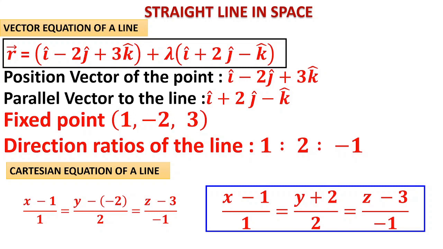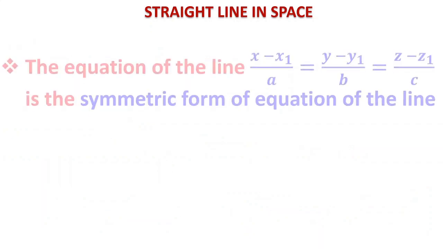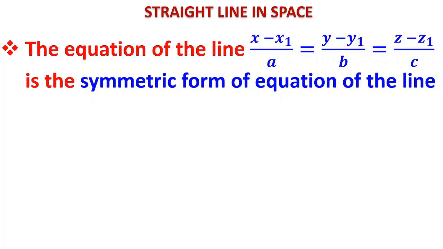Suppose you are given a Cartesian equation, then from the numerator you can get the point, from the denominator you can get the direction ratios, and you can write the vector equation as vector r is equal to point vector plus lambda into the direction ratio vector. But you have to be very careful. The equation of the line which we are talking about now in Cartesian form is the symmetric form.